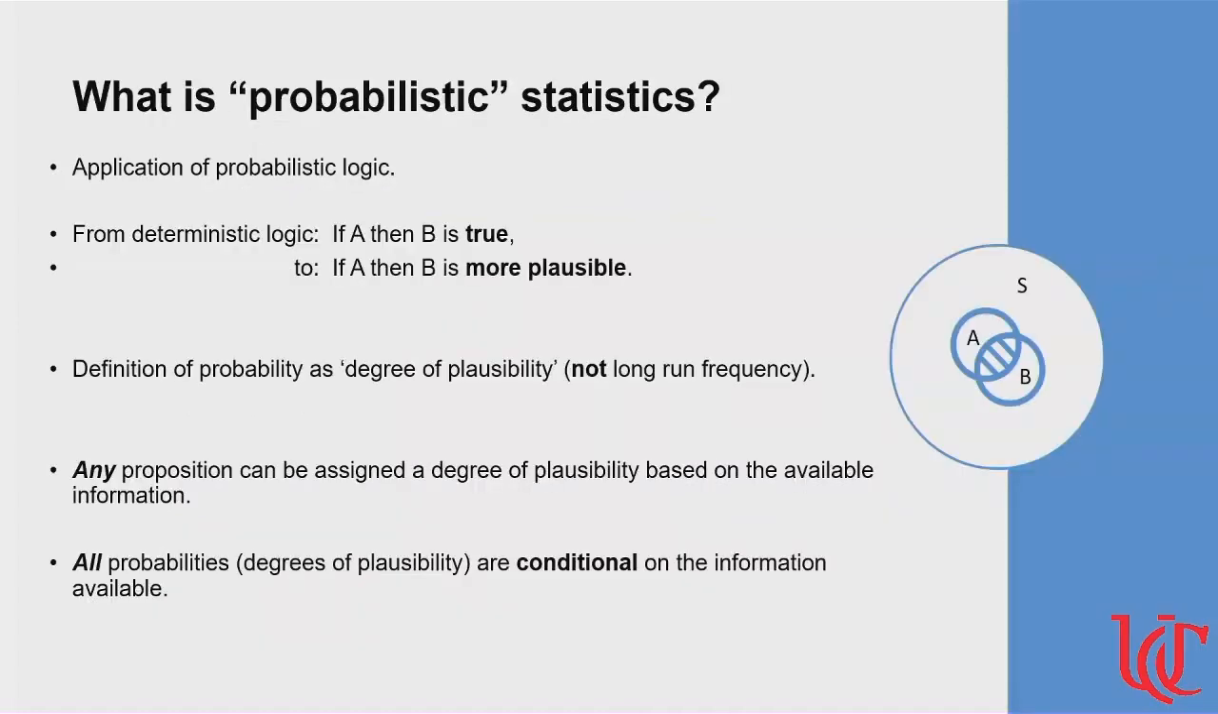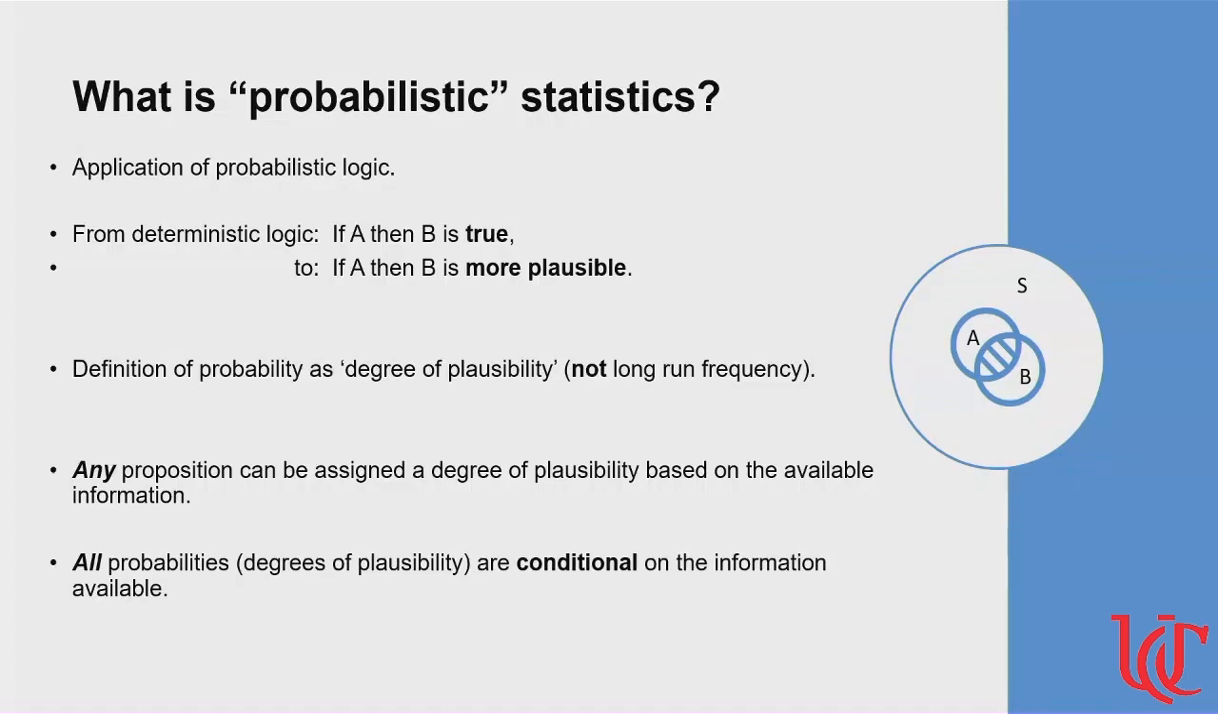Okay, so I'll try to be fast on the why. What is probabilistic statistics? It's moving from deterministic logic, where if you're told A is true, then B is true, or B is false, to: if you know A is true, then that tells you something about whether B is more plausible or not. So it's under uncertainty. You don't know if B is true, but A gives you information, you're the detective, on whether B is more plausible or not. So the definition of probability is a degree of plausibility, not long-run frequency.